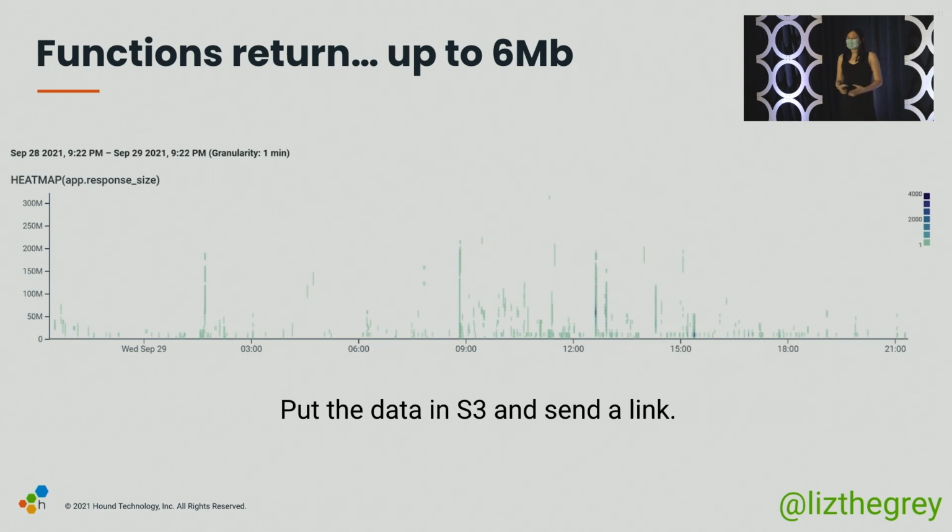A Lambda function can return up to 6 megabytes. If your results are bigger than 6 megabytes, for instance, if you're grouping by something super high cardinality, and you have one return value for every group, that might get a little big. So again, you have to go and use S3 or something else to pass larger payloads around.